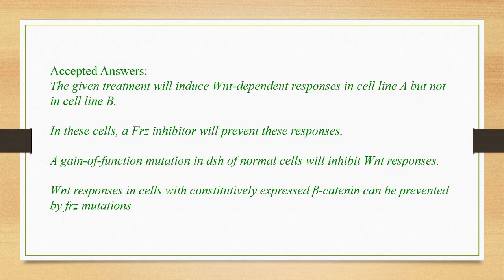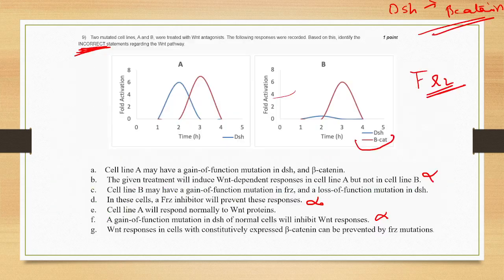Then a gain of function mutation in disheveled of normal cells will inhibit response, that we have already said it is wrong. And Wnt response in cells with constitutively expressed beta catenin can be prevented by frizzled mutations. No, because there has been a mutation in beta catenin, whatever mutations have taken place. So even if your frizzled receptor is mutated, your beta catenin will continue to be transcribed. So the incorrect statements are these, which is B, D, F, and G. Okay.